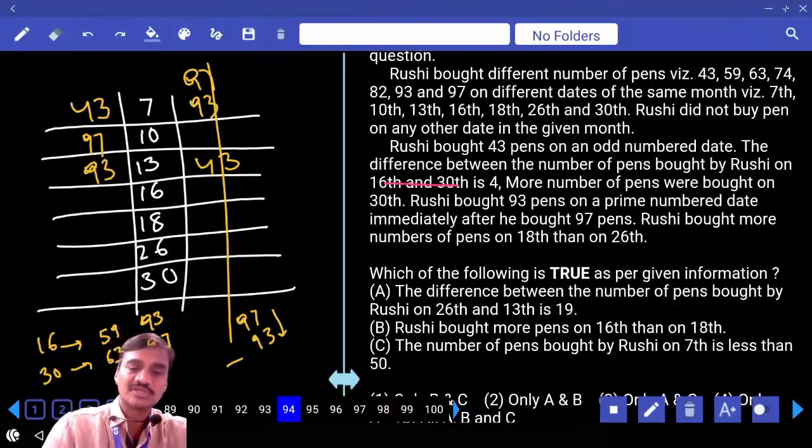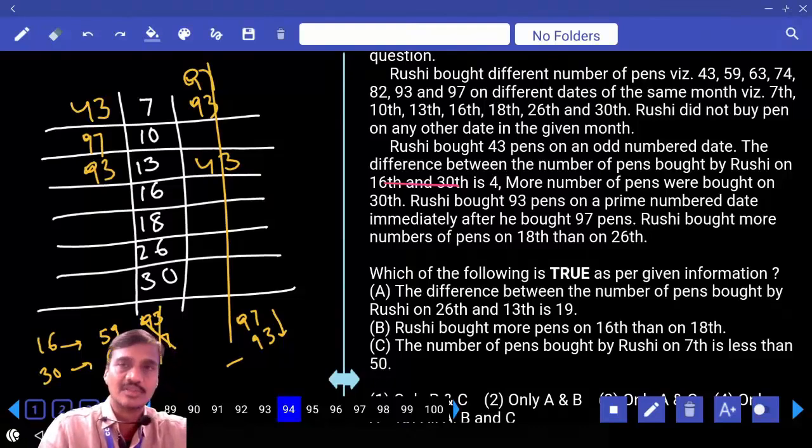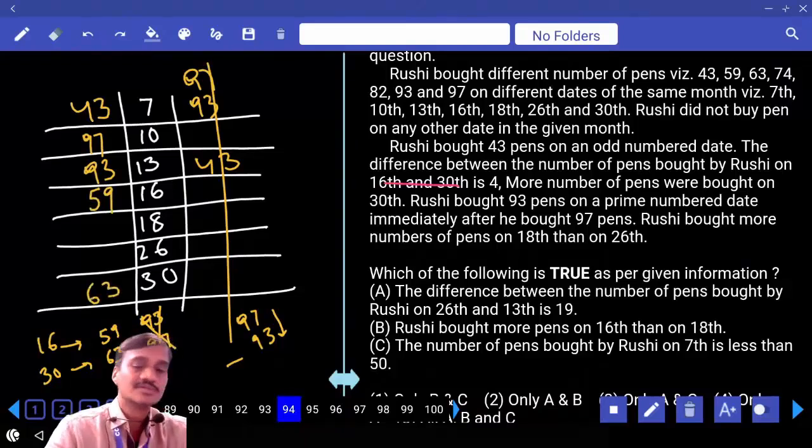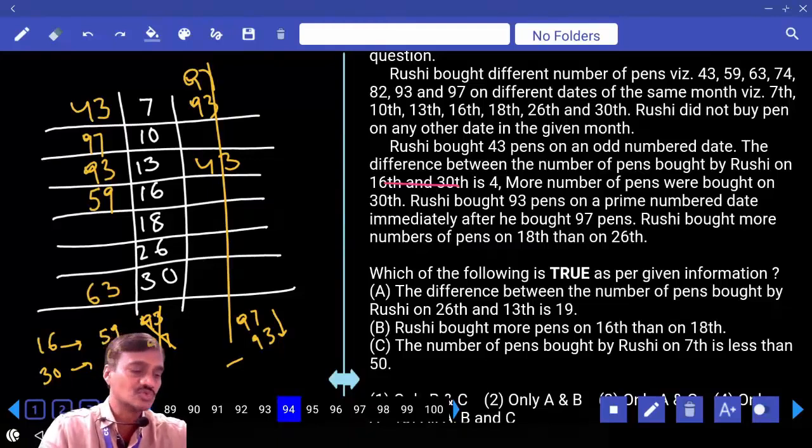And according to the first case, as 93 and 97 are gone, now we are left with 59 and 63. Now 59 on 16th and 63 on 30th. 59, 63. Does it fit? And we are left with 2 more numbers, 82 and 74. And Ruchi bought more number of pens on 18th.